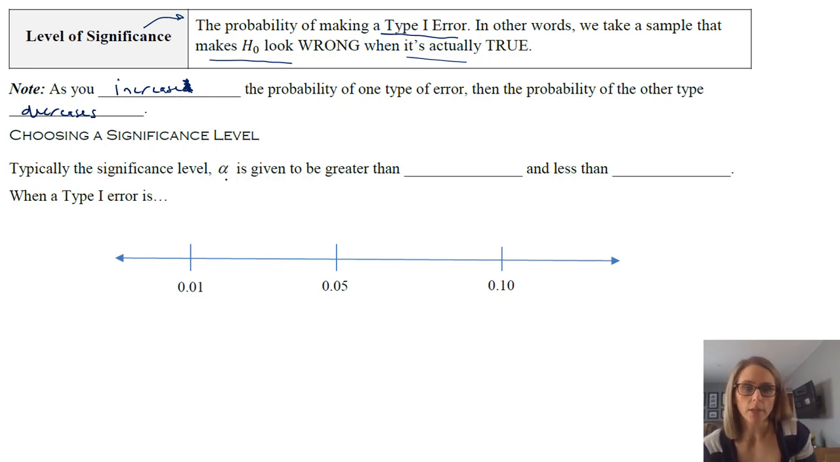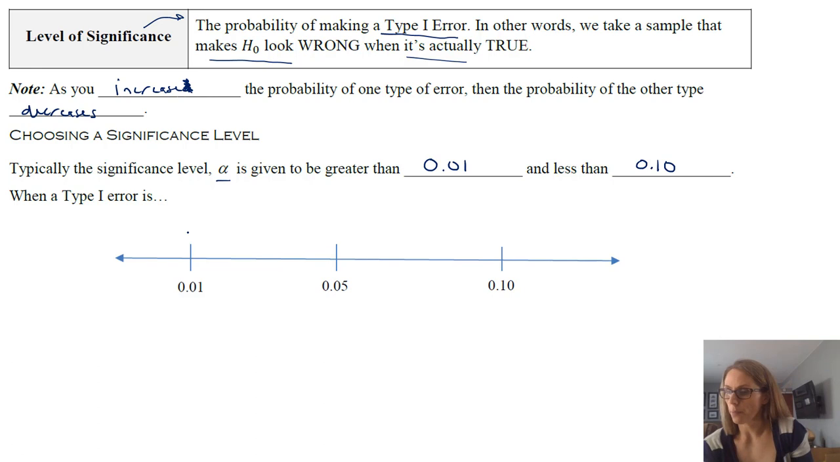So the significance level alpha is typically going to be between 0.01 and less than 0.10, and we'll talk about using this in 8.2. But this is what the probability of making a type 1 error would be, between basically 1% and 10%. Nobody really wants to go higher than that because that's a really high probability of error.